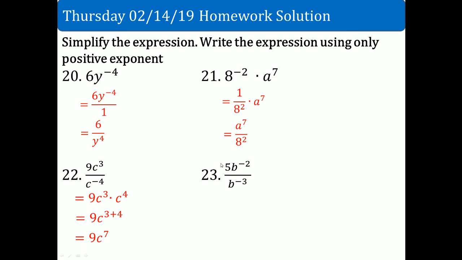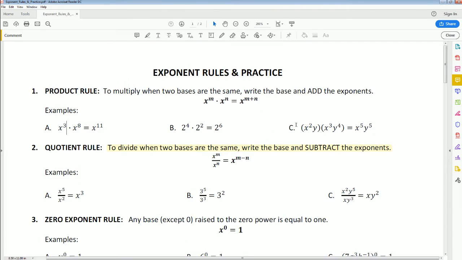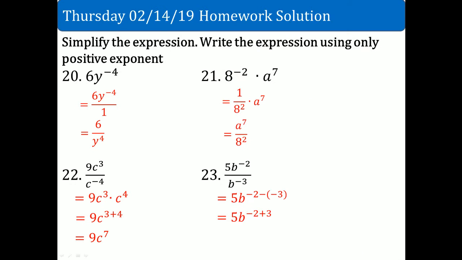Next, we have 5b to the negative 2 divided by b to the negative 3. Again, you want to deal with that b to the negative 3. I just did the quotient here. It didn't matter because, look, I subtracted: negative 2 subtract negative 3. That is my quotient rule. Some of you are wondering what I'm doing. When you divide, with the quotient rule, you subtract the exponents. That's what I did here. But notice, when I subtract the negative, it just becomes a positive.